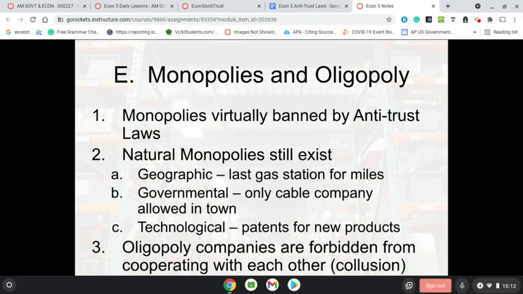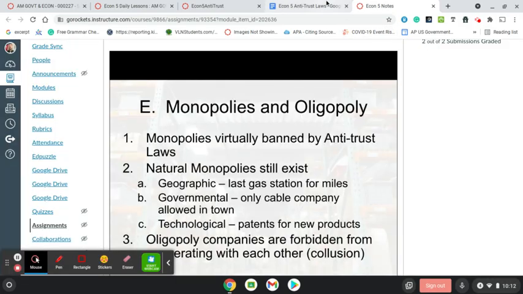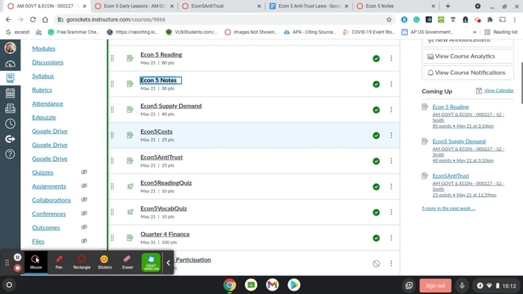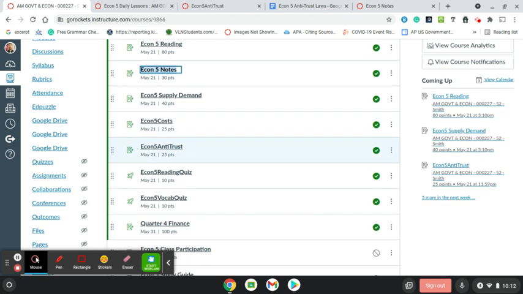So for the remainder of the period, the reading, or you can finish the antitrust activity. These are the end of the notes, so you can add your comments and summary down at the bottom and submit them. And tomorrow, of course, we have the quizzes to complete. And then if you have some time, you can work on the quarter 4 finance assignment, which counts as a test grade due on May 31st.